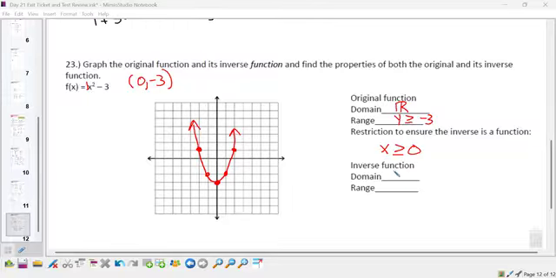And the inverse, I'm going to take the point 0, negative 3. This one will be ugly, it's going to overlap. I hate that. So I did this guy. Now 1, negative 2 becomes negative 2, 1. And then 2, 1 becomes 1, 2. And we've got x is greater than or equal to negative 3 and y is greater than or equal to 0.